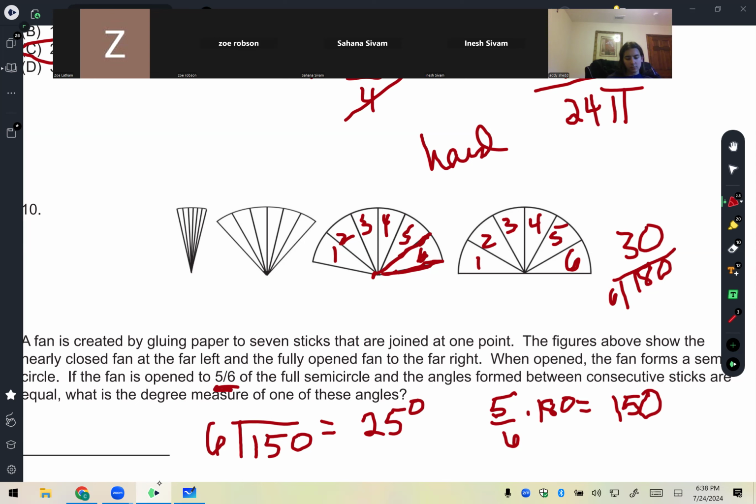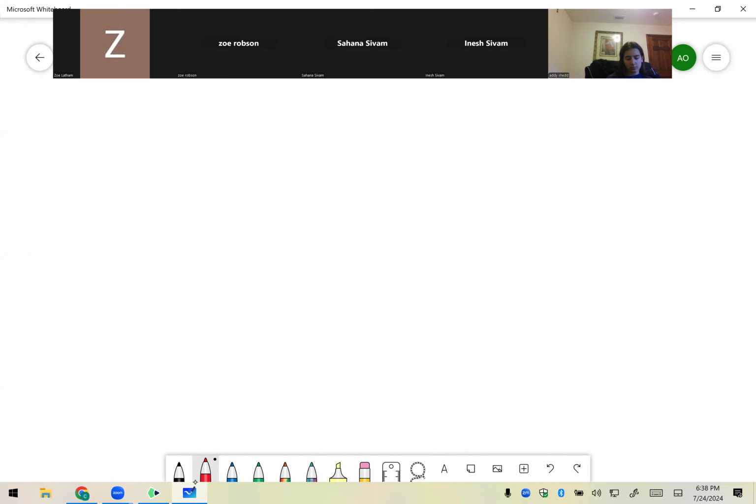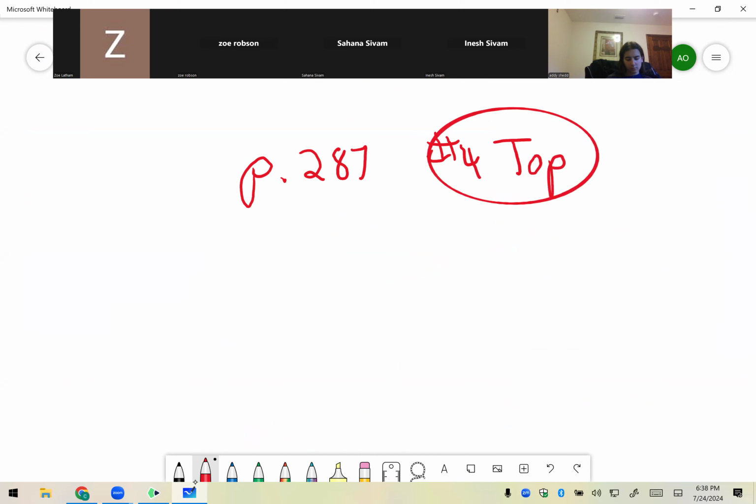Okay, let's try a hard book one now. It's a popular question, so I know we haven't had triangles yet, so it's a little, like I said, I had to decide what to do first. So we're going to go to page 287, and we're going to do question 4 at the top. So I'll let you turn there while I try to draw this. Come on, fix that circle. Looks like an apple.